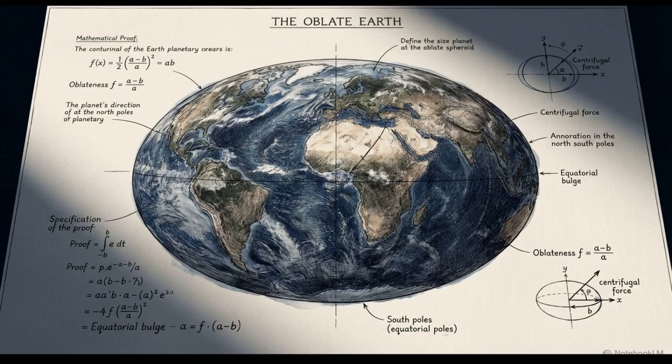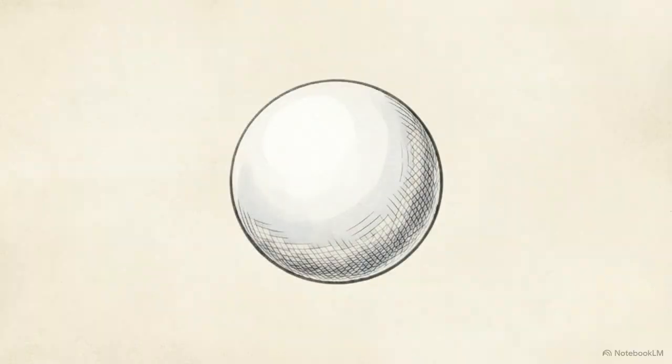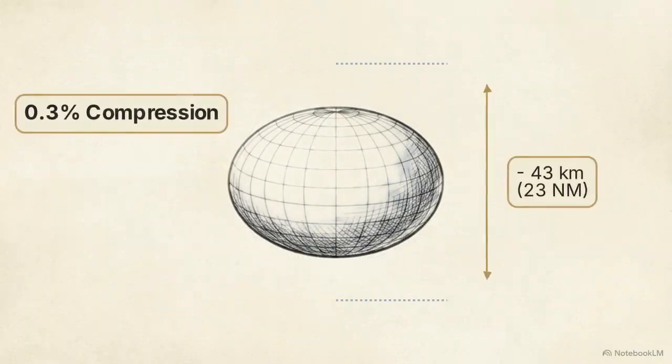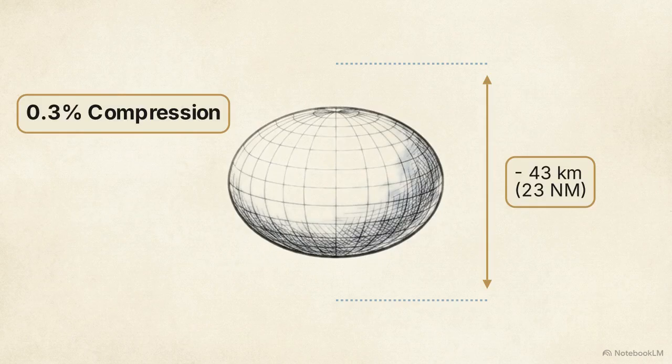The Earth is not a perfect sphere. Its physical reality is an oblate spheroid. Centrifugal forces slightly flatten the poles. This 0.3% compression means the polar diameter is 43 kilometers shorter than the equator.